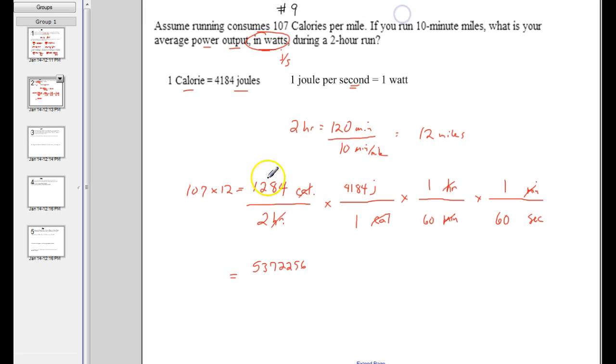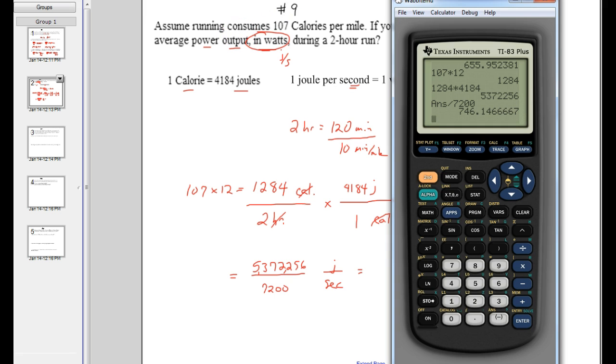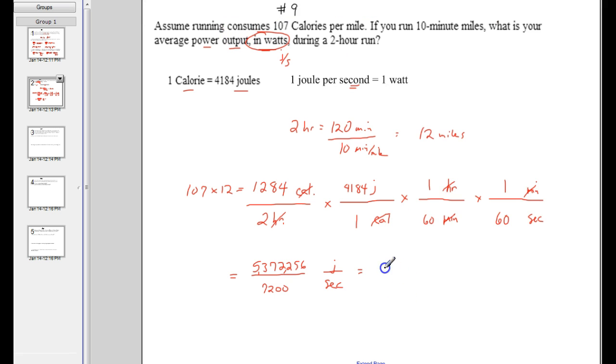So the 1,284 times 4,184 is this number down here, 5,372,256. And then we got 60 times 60 is 3,600 times 2 is 7,200. Again, the units left are joules per second. And then I'm going to divide this and then just convert joules per second to watts. So 746.15 roughly. And I'm going to convert that to watts.